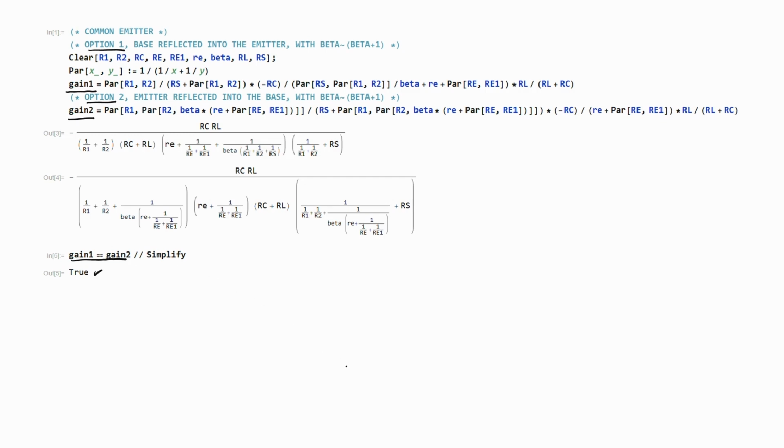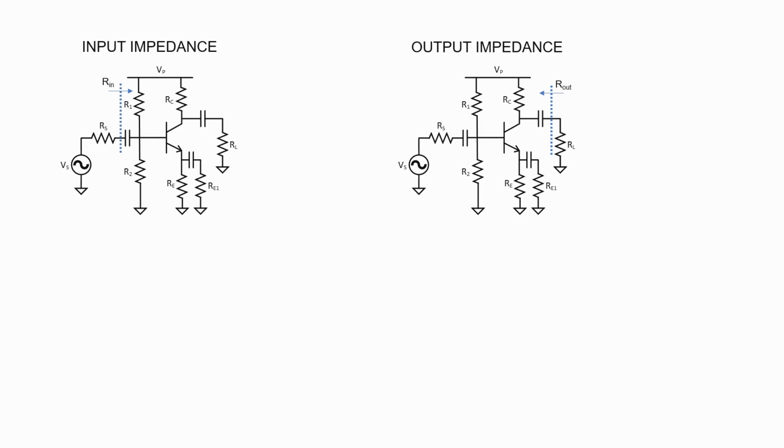I'm sure that if you had a lot of time to spend, you could do this by hand and find that they're equivalent to one another as well. But I'm going to take the software's word for it. Let's now find expressions for both input and output impedance for the common emitter configuration.